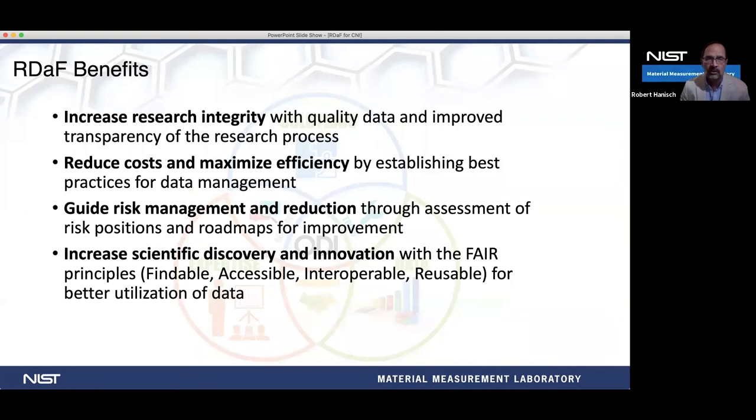One is increasing research integrity. We really need to understand the transparency of the research process, but we also want to reduce costs and maximize efficiency by establishing and sharing best practices for research data management. We need to guide risk management and reduction, helping organizations to understand their risk positions and how to improve. And of course, we want to increase scientific discovery and innovation by following the FAIR principles for better utilization of data.